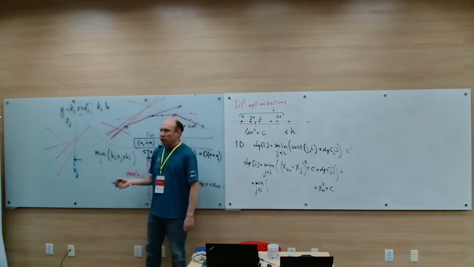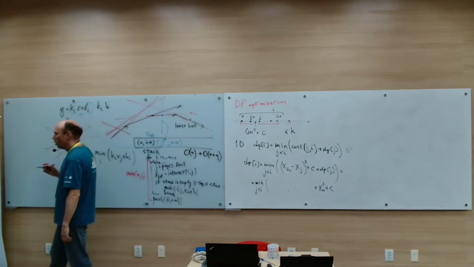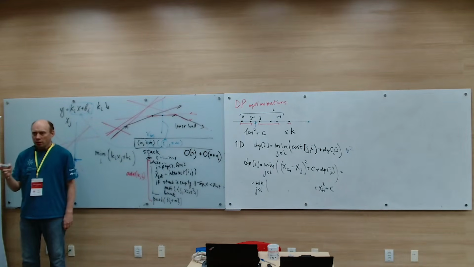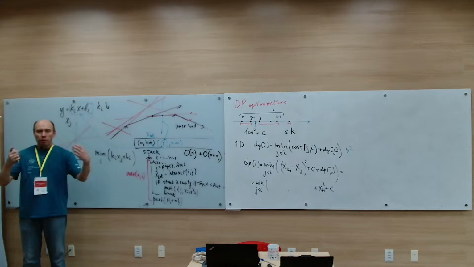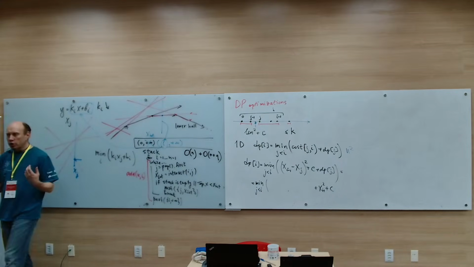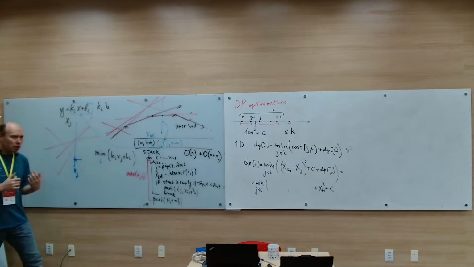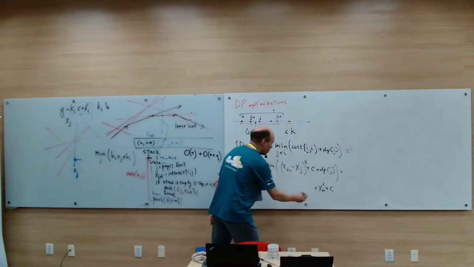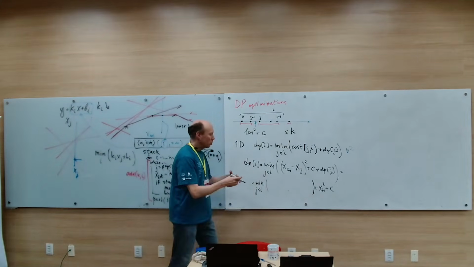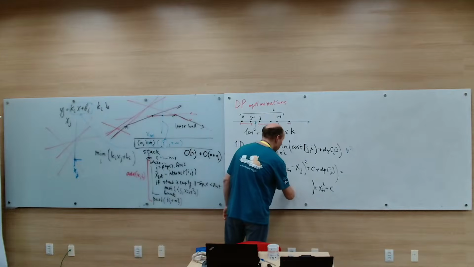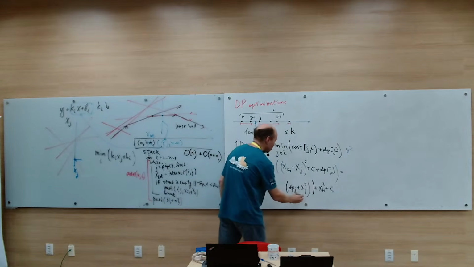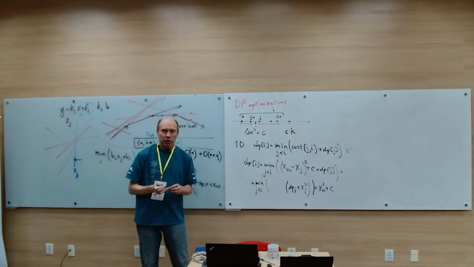Then there are some terms that only depend on j. Those terms cannot, of course, be moved out of the minimum function, but they do not interfere with i, they're always the same. So we will combine them. In this case, it's dp j plus x j squared. This is what only depends on j.